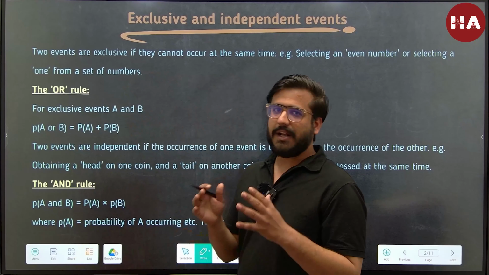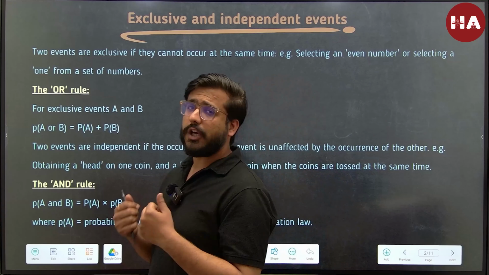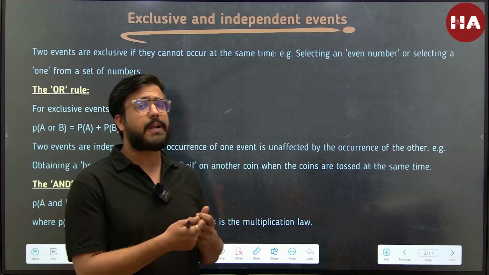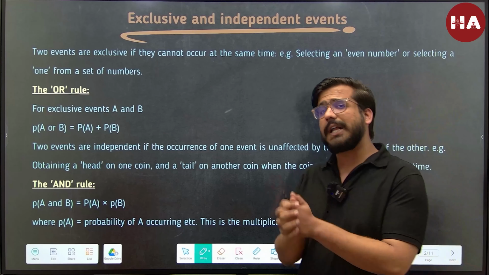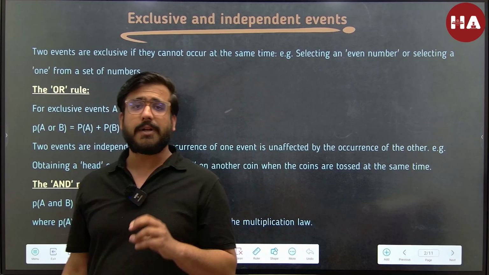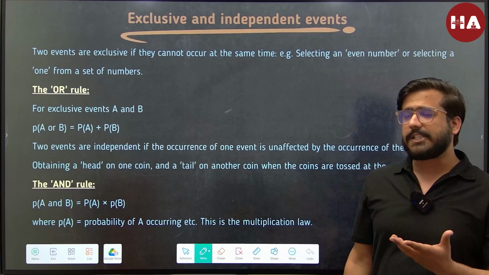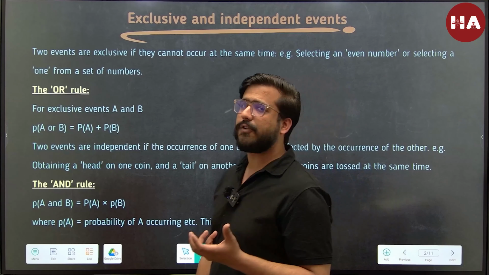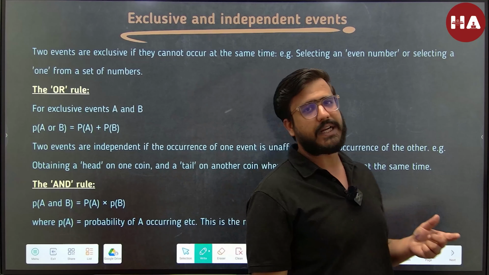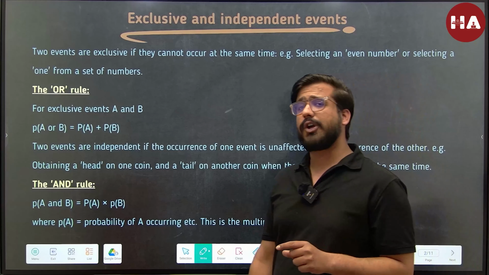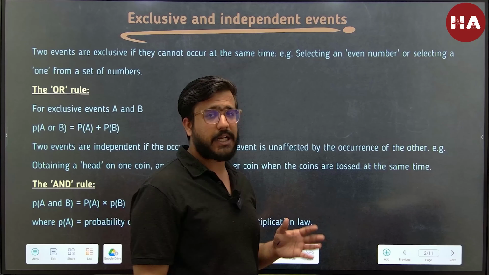In the last class we studied the OR rule and the AND rule. If you are asked to find the probability of this or that, you have to add the probabilities. Similarly, for an AND, suppose two coins are tossed and you have to find the probability of getting a head and a tail, then you find the individual probabilities and multiply them.